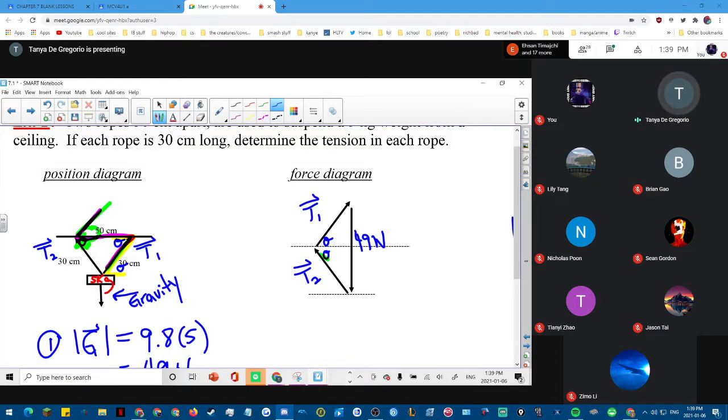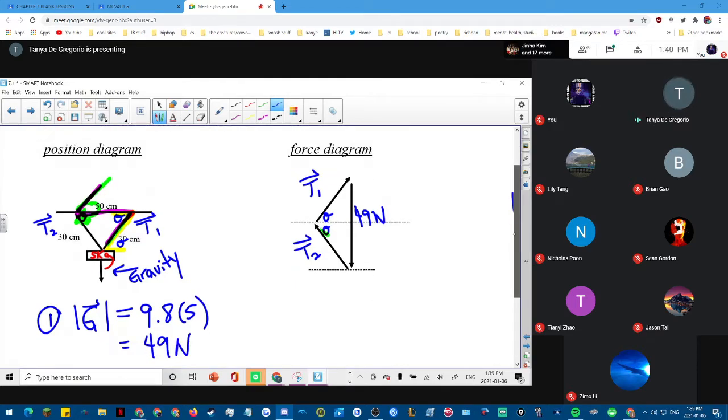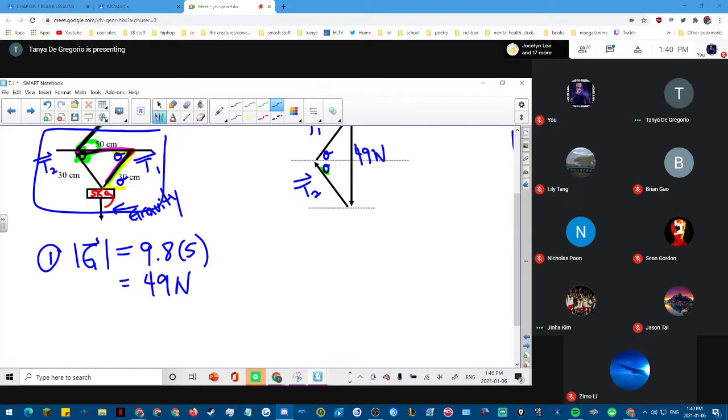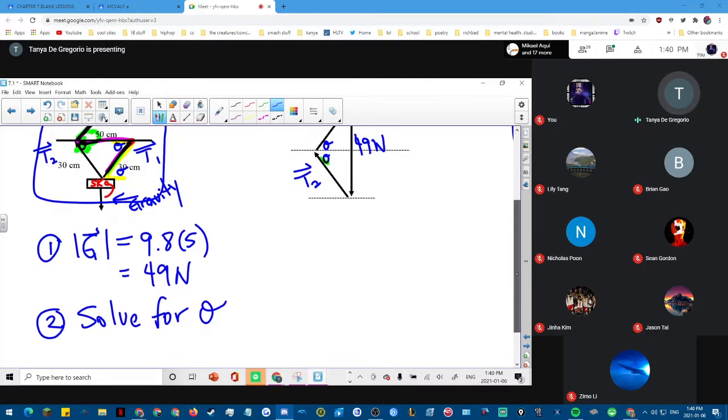If we didn't want to assume that they were equal, what can I do to help me out here? Is there anything that I can figure out from my first diagram to help me with my second? Is there anything that I can solve here? The angles, yeah, cosine law. Very good. I can use the cosine law to solve for theta. I can find out what theta is from my first diagram. And so I'm going to use cosine law to solve for theta.